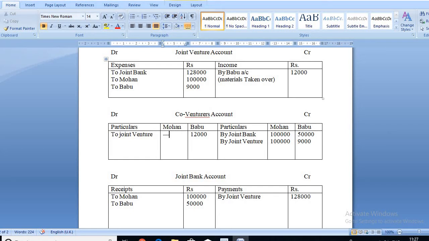So once again I repeat. Here Babu took over the materials worth rupees 12,000.